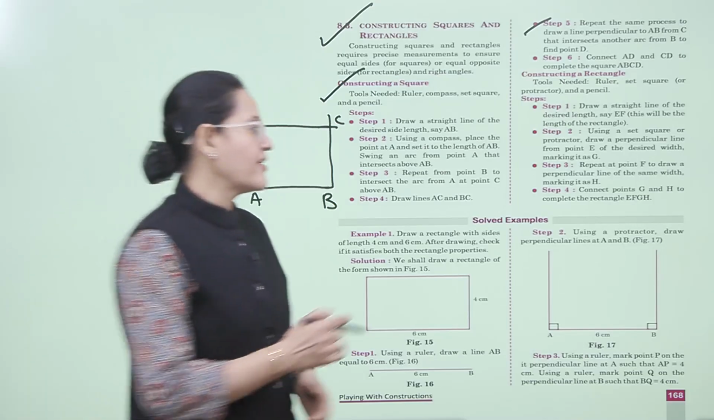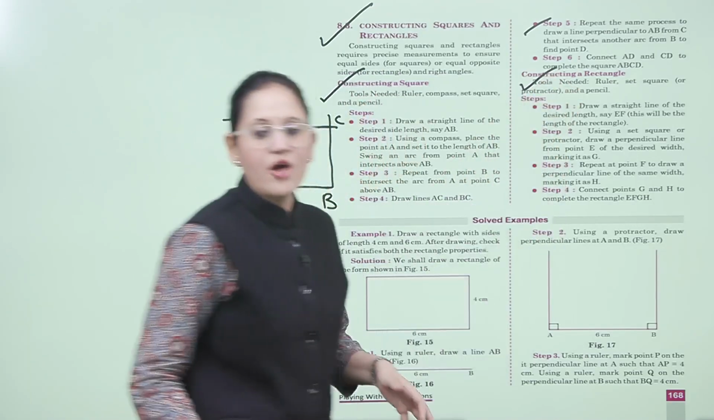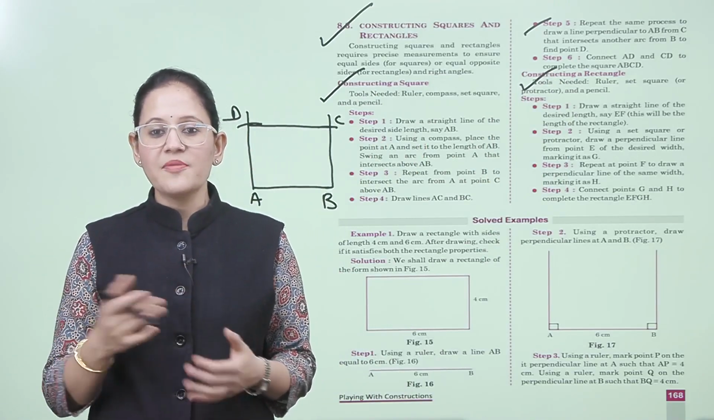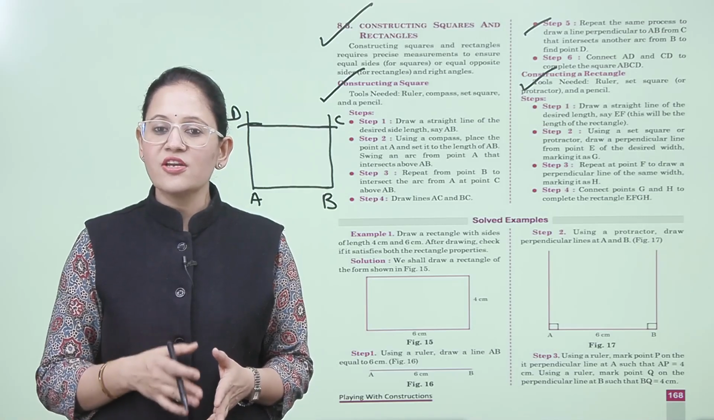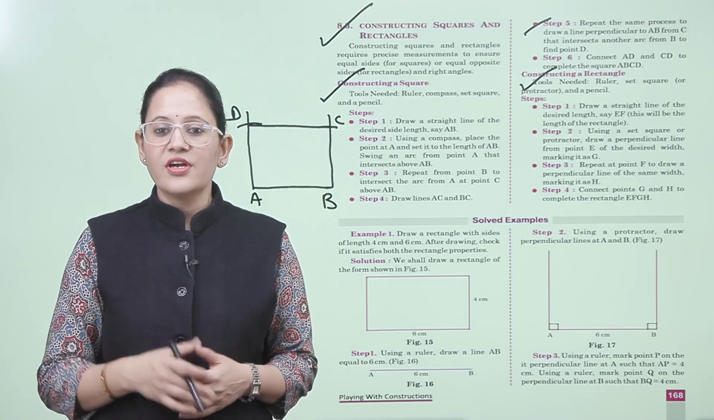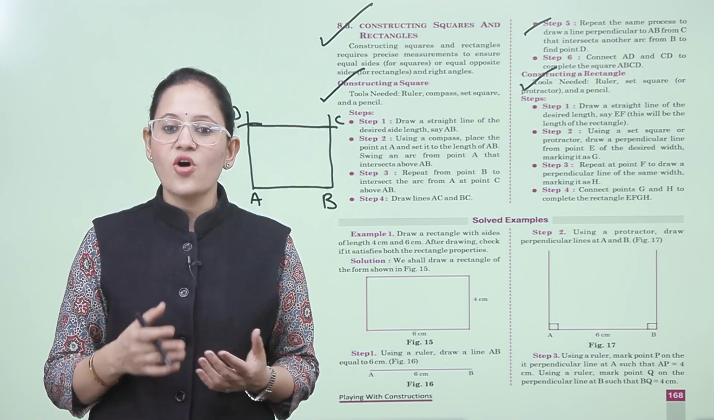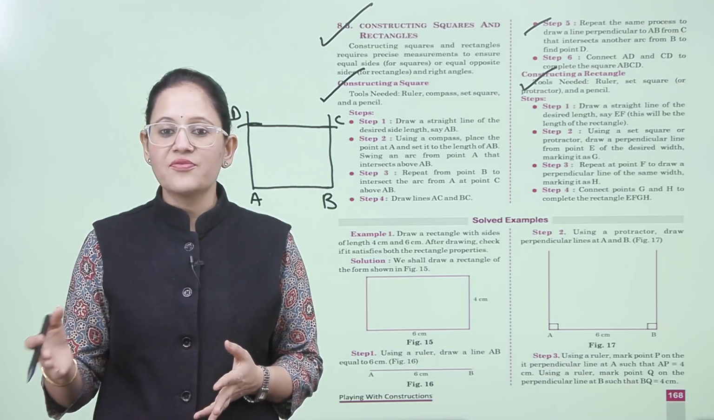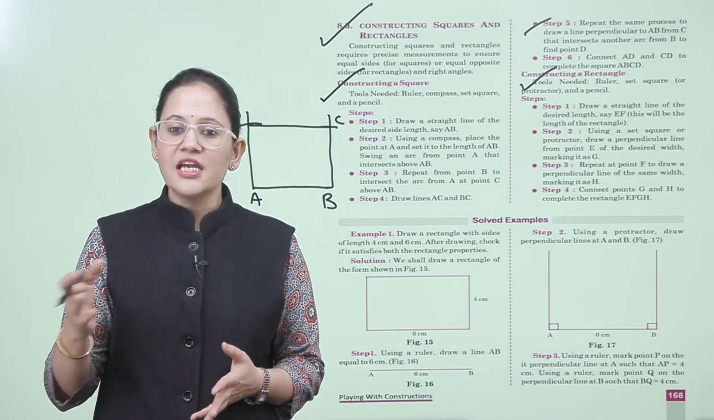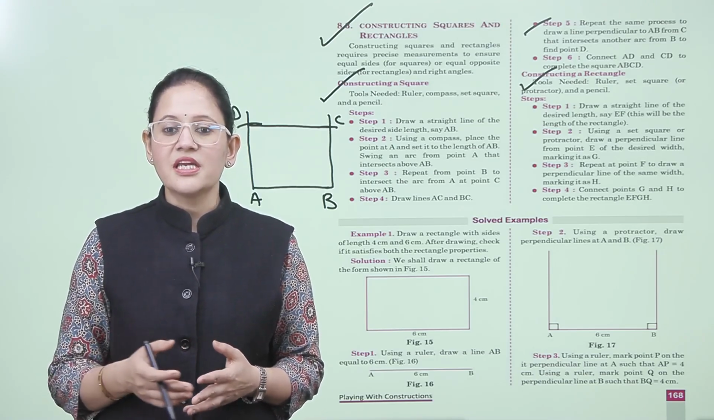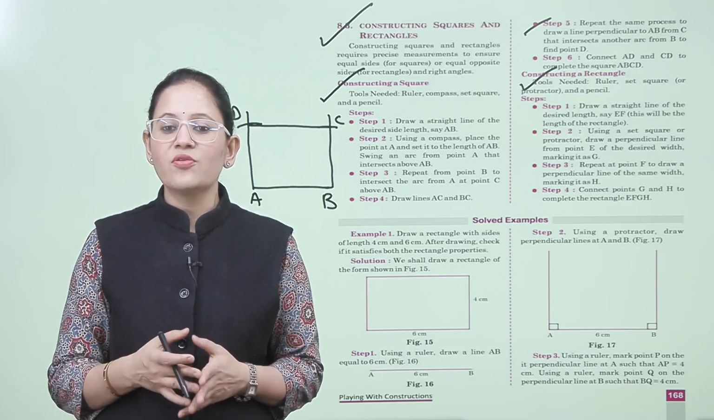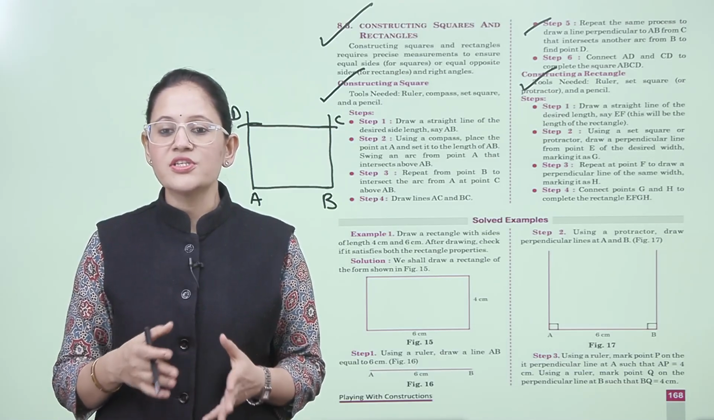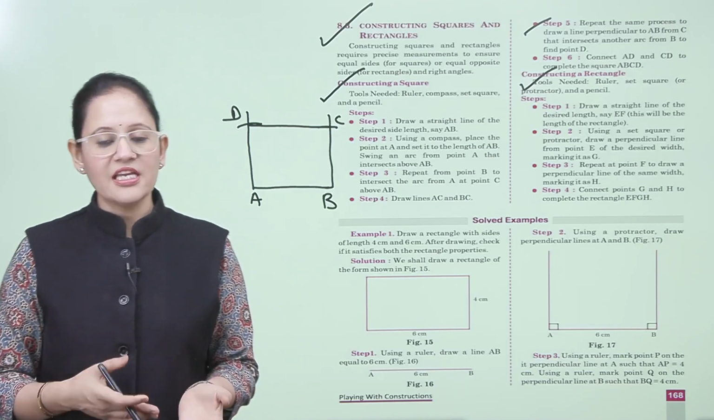Next is constructing a rectangle. Now we will learn how to construct a rectangle. Tools needed: ruler, set square and pencil. Step 1. Draw a straight line of the desired length, say EF. Next step, using the set square or the protractor, draw the perpendicular line from the point E of the desired width, marking it as G. Now step 3. Repeat at the point F to draw a perpendicular line of the same width, marking the point H. Now connect points G and H and complete the rectangle EFGH.